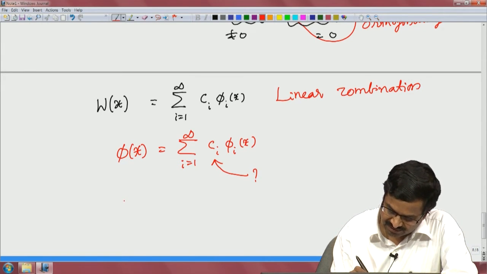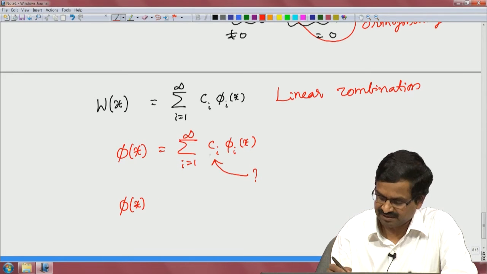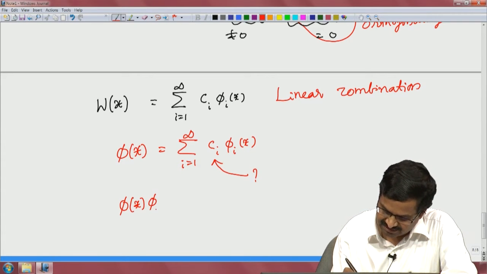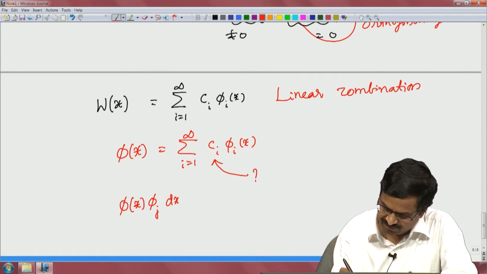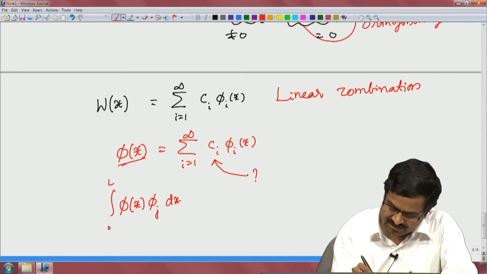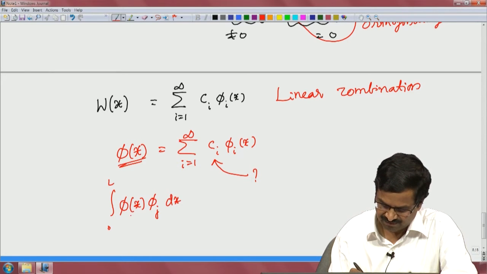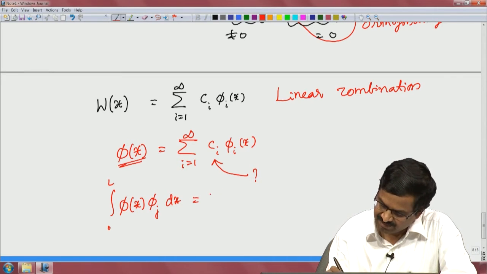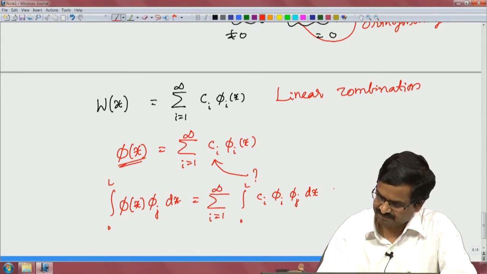So let me call it j, since I is already there, phi j. I do this and integrate from 0 to L, because I know this phi of x somebody has given me, and I want to know what the C I's are. So I put integral 0 to L phi x phi j dx, and I do the same thing on the right hand side, I equal to 1 to infinity, integral 0 to L C I phi I phi j dx.